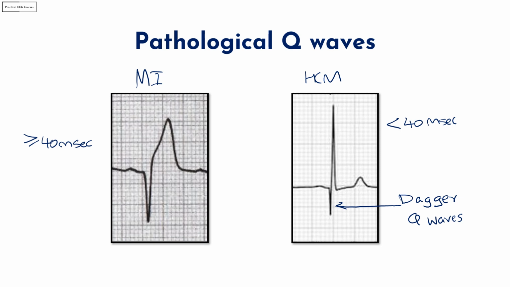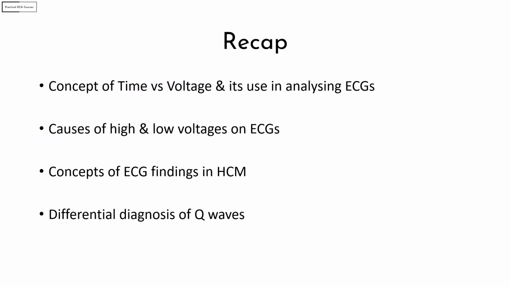So the point of differentiation between the Q waves of MI and HCM is the width. If the width is 40 milliseconds or more, it is suggestive of myocardial infarction. If it is less than 40 milliseconds, it is suggestive of HCM. Once again, an understanding of concepts saves the day. Let's have a quick recap of what we learned so far. Even though we discussed only one ECG, we have actually covered a lot of stuff today.